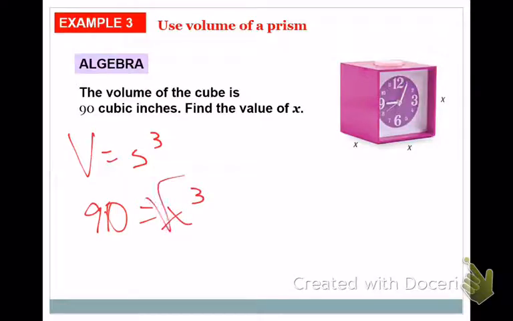So we can cube root both sides, right? That's how we undo the third power, is to take the third root, okay? What that means is we got to find a number that times itself 3 times will give you 90. Well, it doesn't really exist.